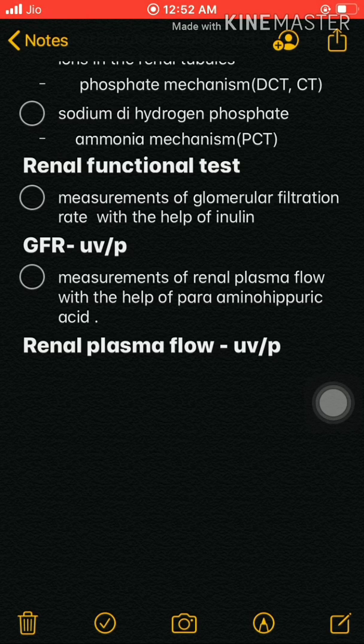Right? For the measurement of the renal plasma flow, we use para-aminohippuric acid with the same formula. This is also a material which is not absorbed but excreted through the urine. So we can easily examine this.